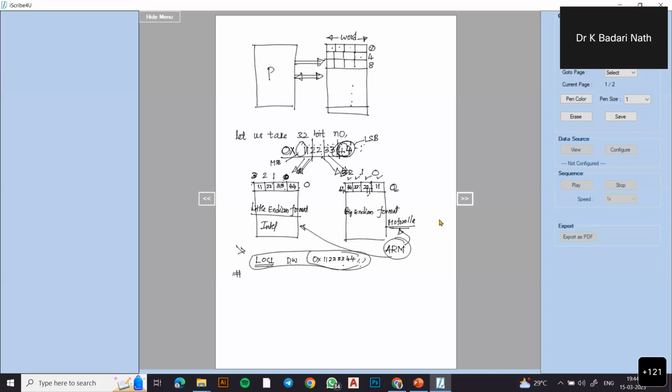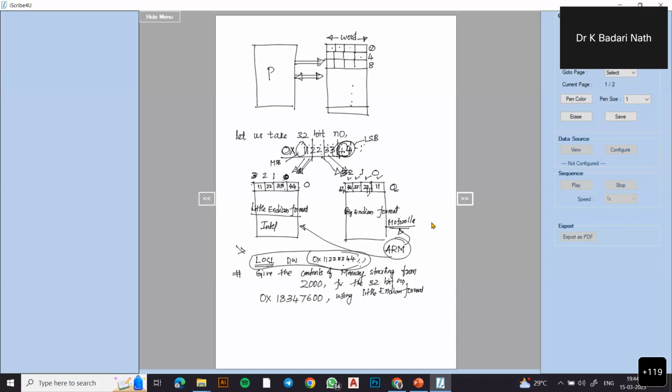Now we'll solve one small quiz question. Give the contents of memory starting from 2000 for the 32-bit number 0x18347600, using Little Endian format.